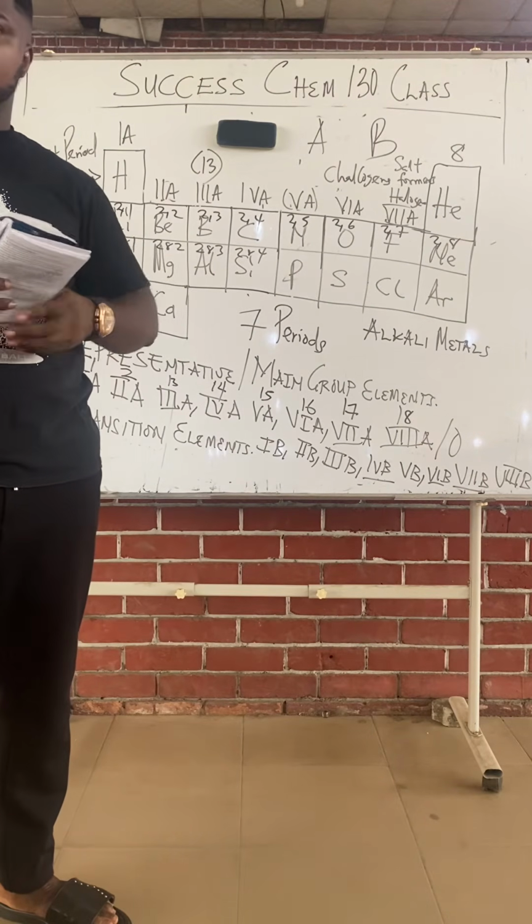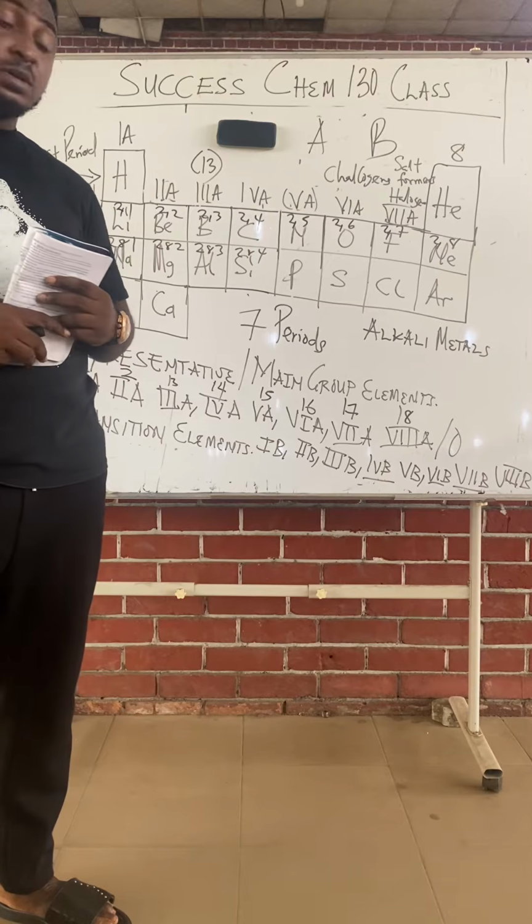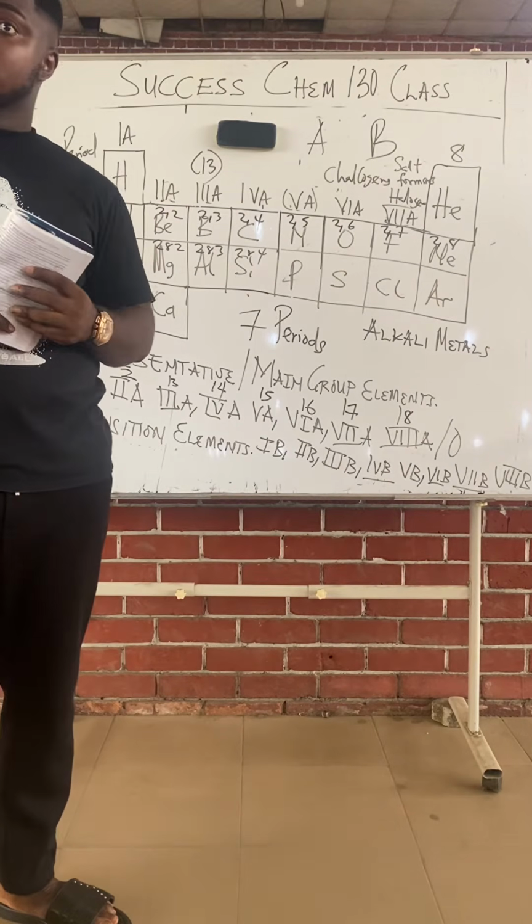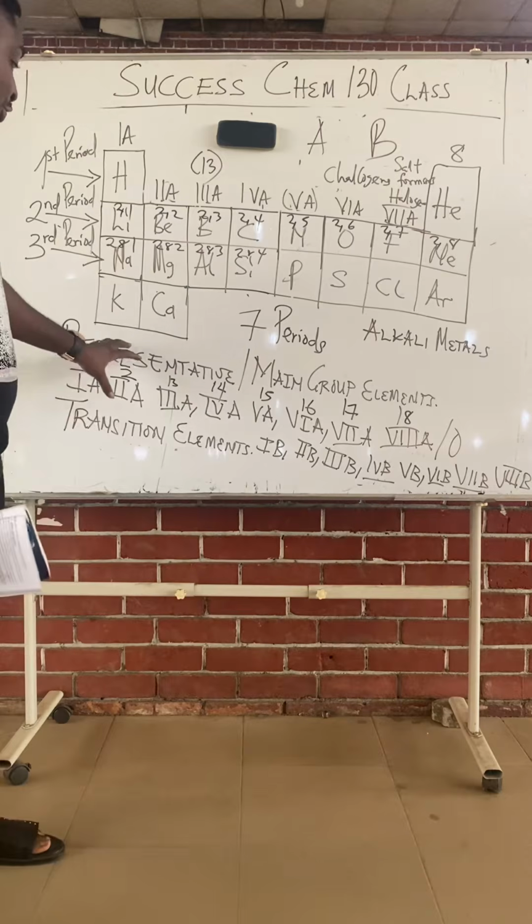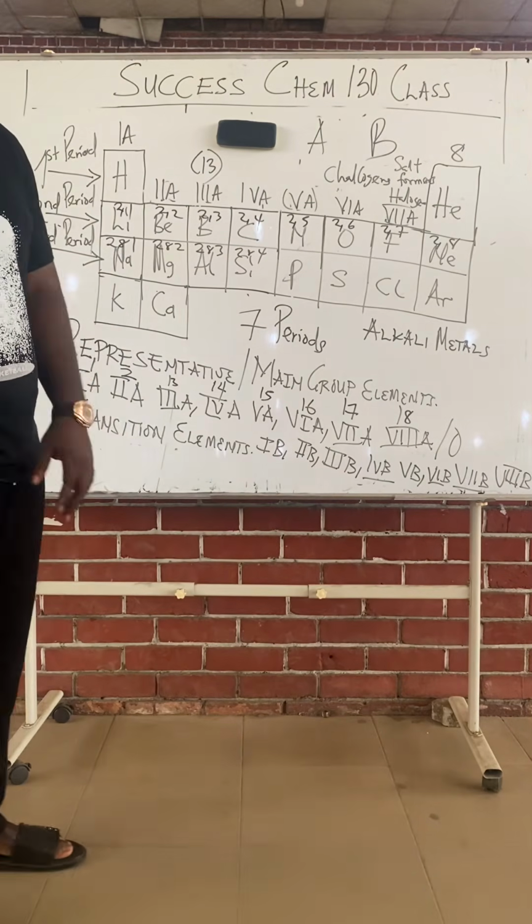Chalcogens. So which group do lanthanides and actinides fall under? No, they are not under these two. They are the last. They are separate. They are called inner transition elements.